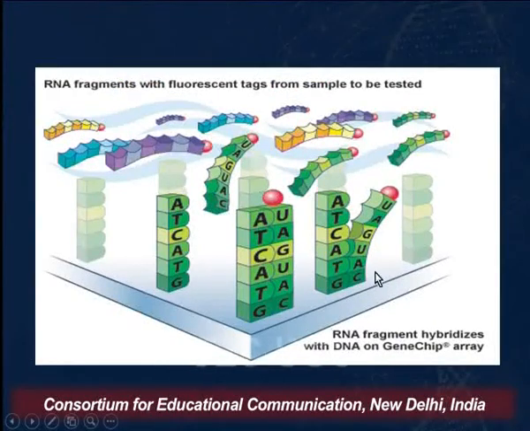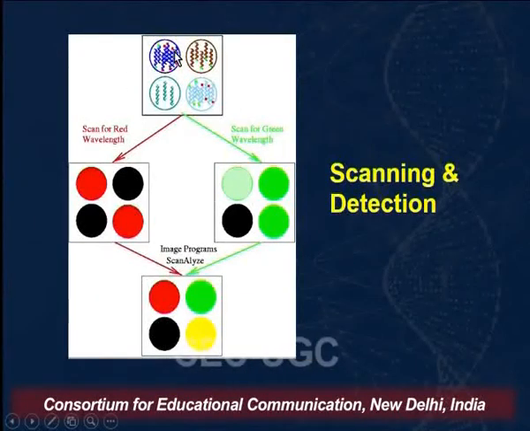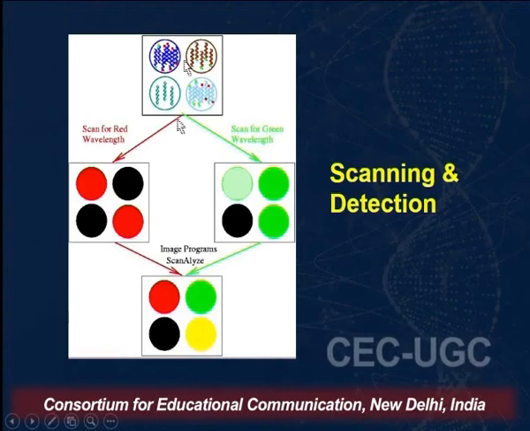Again, this is showing how this occurs. These are the DNA fragments which were present in the well, and these are the fragments that we are using as the target. This is our target and these are the probes that are bound. The targets will go and bind only to their complementary sequences which are present here. The next mechanism is the scanning and the detection.